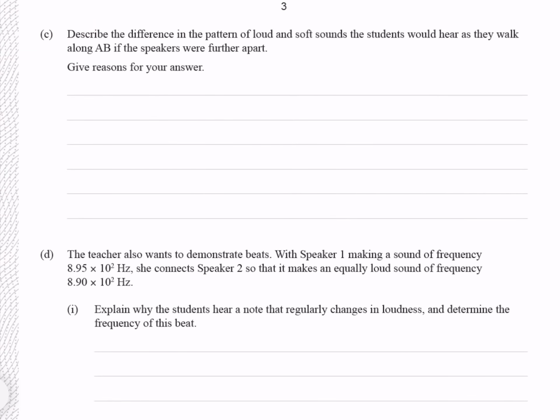Describe the difference in the pattern of loud and soft sounds the student would hear as they walk along AB if the speakers were further apart. Give reasons for your answer. Let's look back at the equation n lambda equals dx over L. Now, if we increase d and keep our lambda the same, and we look at the same order number line, we keep the distance to the speakers the same, what we must see is a decrease in our x to counteract the increase in d, in order for these to stay the same.